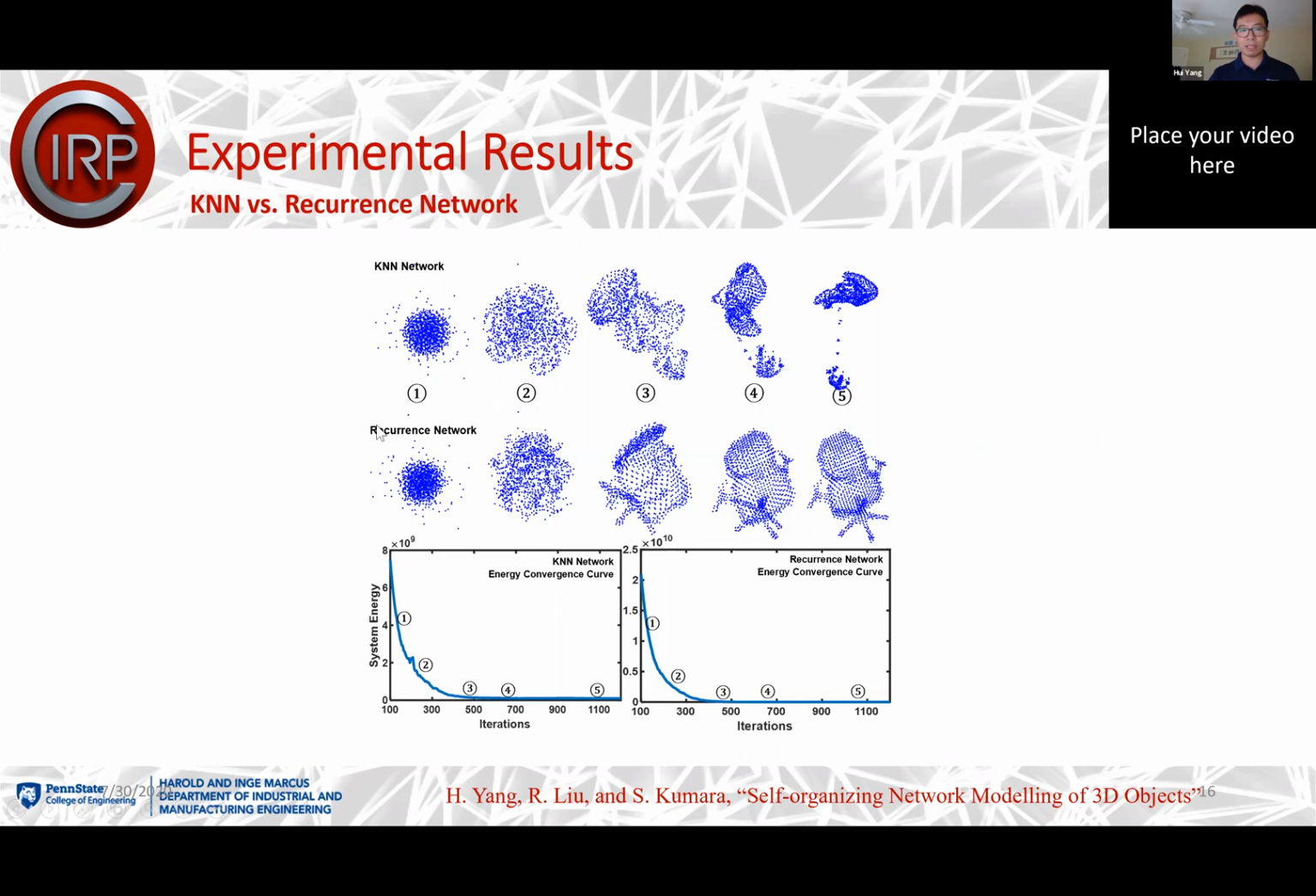We derive the adjacency matrix from the chair, and then we put different initial settings of the nodes, and then we let them self-organize. We use KNN to derive the adjacency matrix. We also use recurrence network to derive the adjacency matrix, and then they will self-organize. You see, once the recurrence network converges, we can get the chair. Interestingly, we get the chair back.